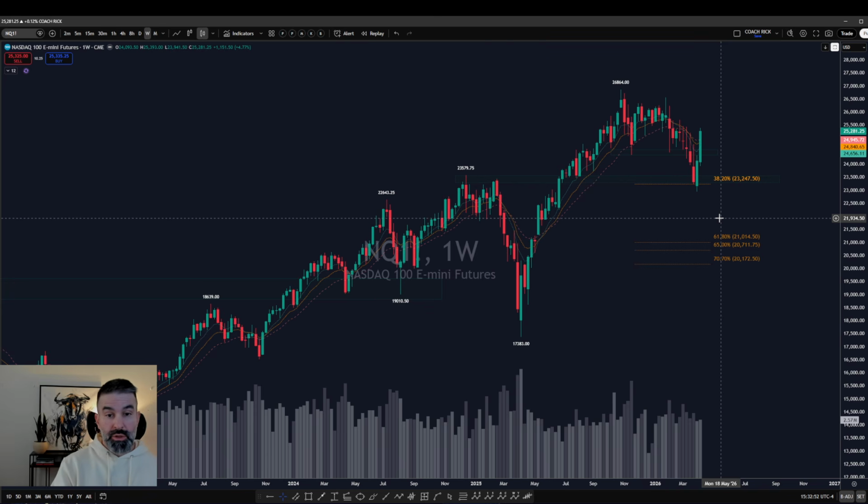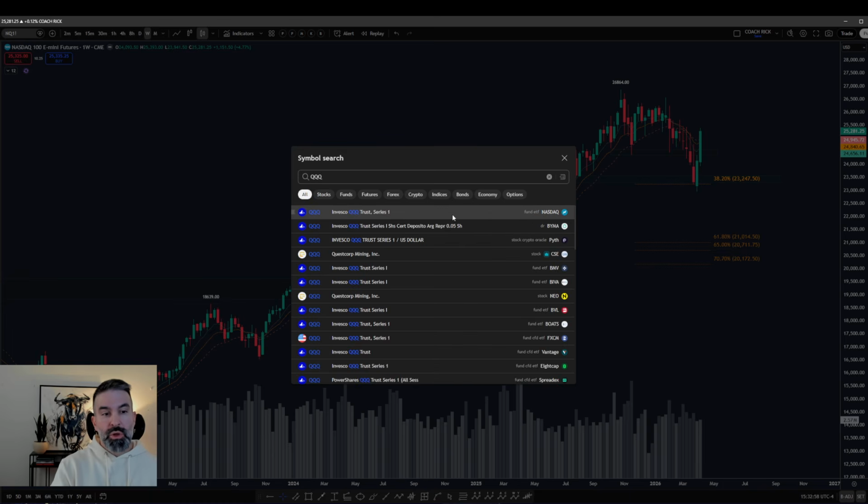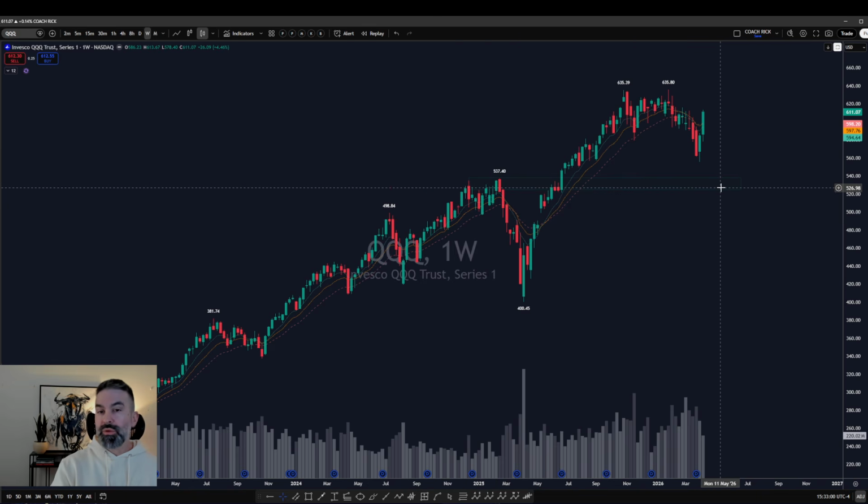If you were to look at this and ask why we bounced from here, okay, 0.382, a back test from here. And if you were to relate it to QQQ, you don't see that back test. Now, not to say it's not going to happen.